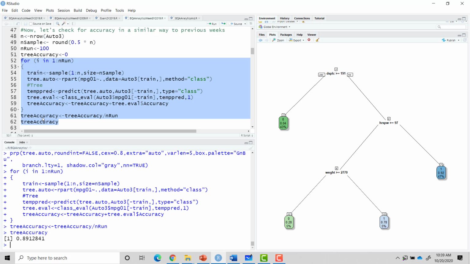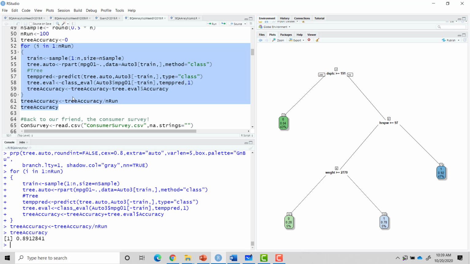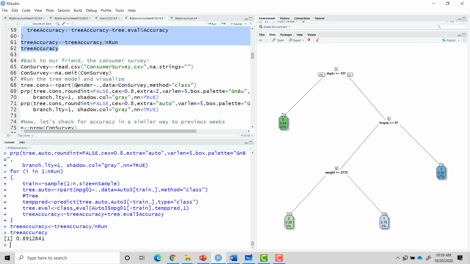So the accuracy is 89%, so almost identical to the other methods we did before. Now let's go back to our friend, the consumer survey, which had movie preferences and music preferences, and it also has gender, so we're actually trying to predict gender here from movie and music preferences. So let's load in the data set.